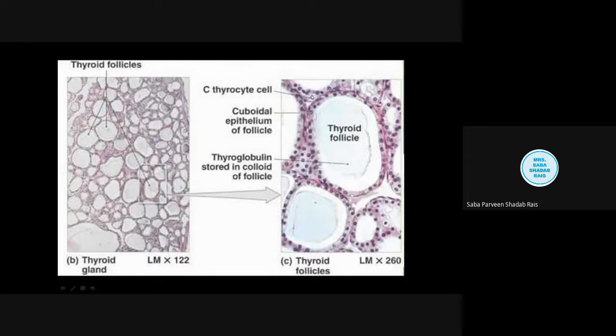So these are the interspace, and this is also the C cells. They are interspaced and less in number as compared to the follicular cells. But if you see their size, they are larger than the follicular cells. They have a round nucleus, less number of mitochondria, and pale staining. They also possess granular cytoplasm, and their granules secrete a hormone known as calcitonin. The other name for calcitonin is thyrocalcitonin.